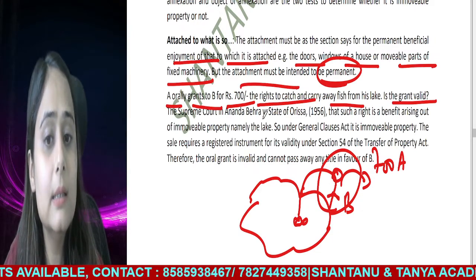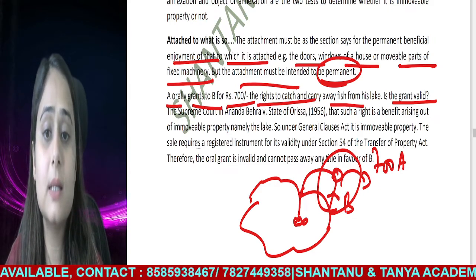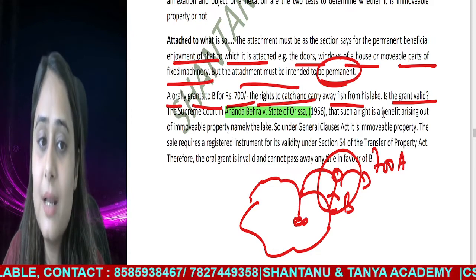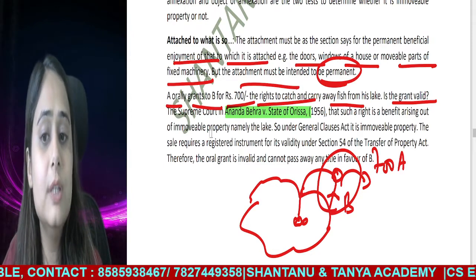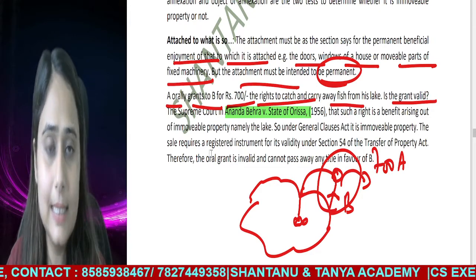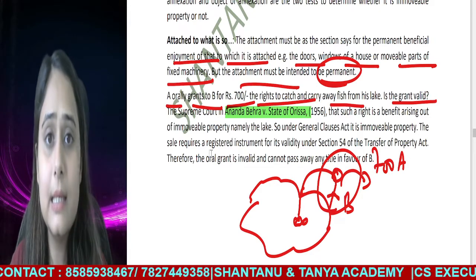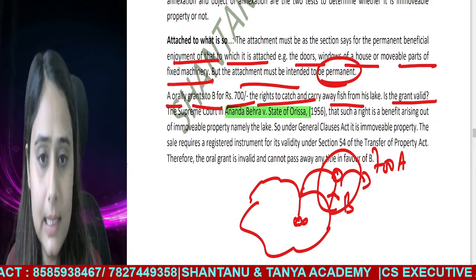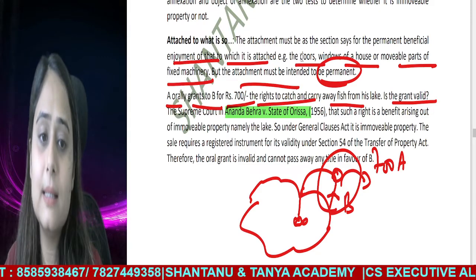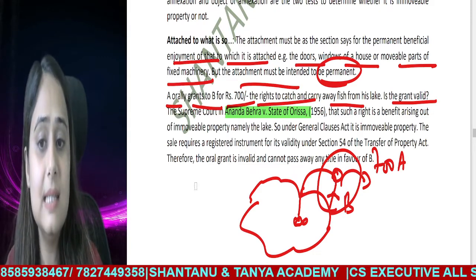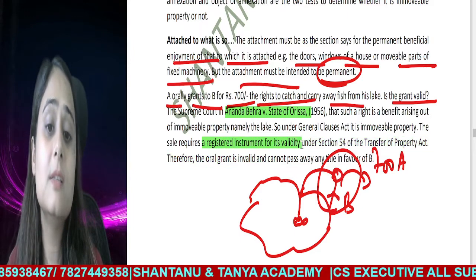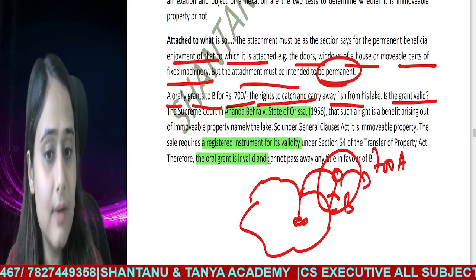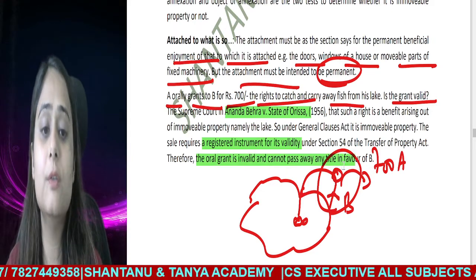The Supreme Court in Anand Behera versus State of Orissa marked this particular case as important, that such a right is a benefit arising out of the immovable property. That particular lake is immovable, and the fish in the lake is the benefit which you are getting from the immovable property, namely, the lake. So, under the General Clauses Act, it is immovable property. The sale requires a registered instrument for its validity under Section 54. Therefore, the oral grant is invalid and cannot pass the title in favor of B.